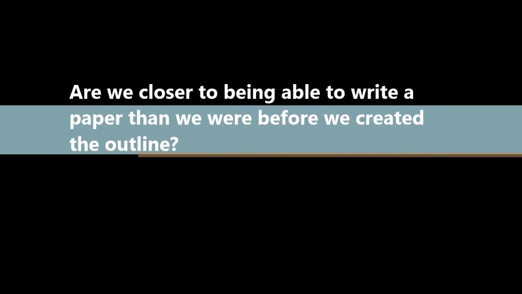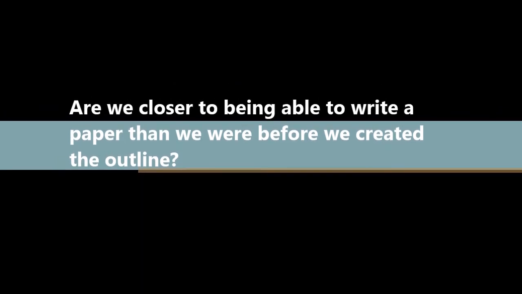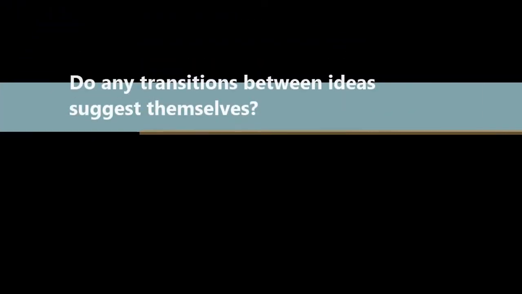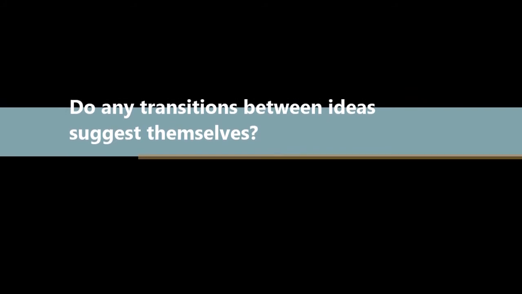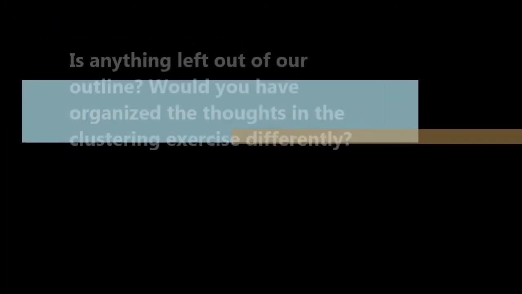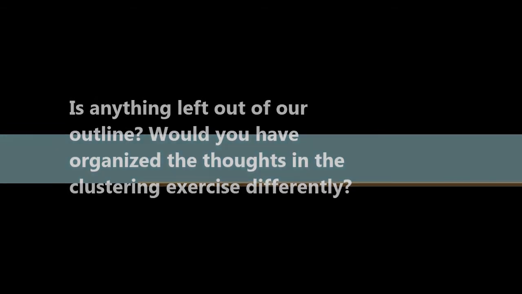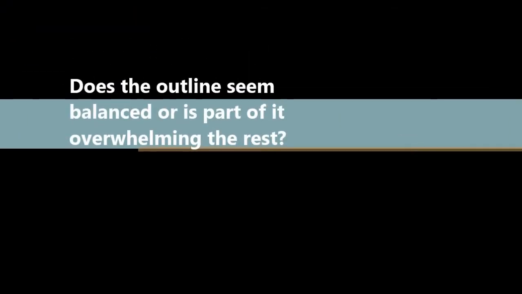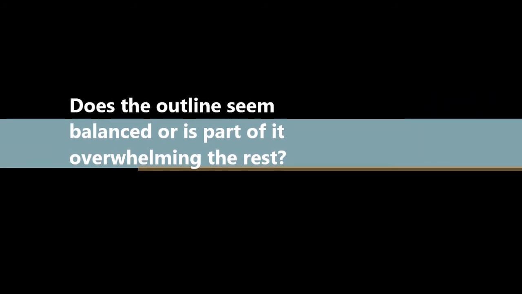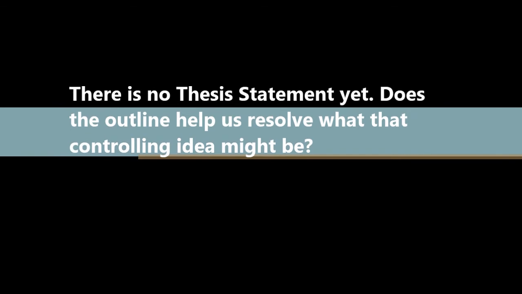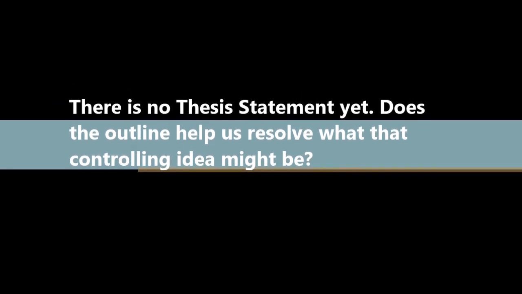Here are the points to ponder. Are we closer to being able to write a paper than we were before we created the outline? Do any transitions between ideas suggest themselves? Is anything left out of our outline? Would you have organized the thoughts in a clustering exercise differently? Does the outline seem balanced, or is part of it overwhelming the rest? There's no thesis statement yet. Does the outline help us resolve what the controlling idea might be?